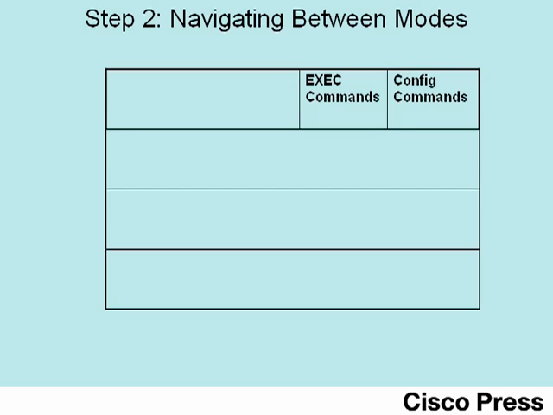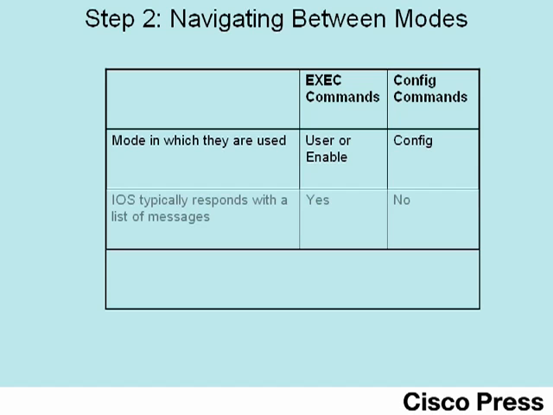As you see here in the table, they've got some differences. First of all, exec commands are only used in user or enable mode, whereas configuration commands are only used in config mode. The main difference is the following. When you type an exec command, you expect IOS to give you some messages back. Typically these commands display information about what the router's doing, whereas with config commands, you don't get any messages in return.